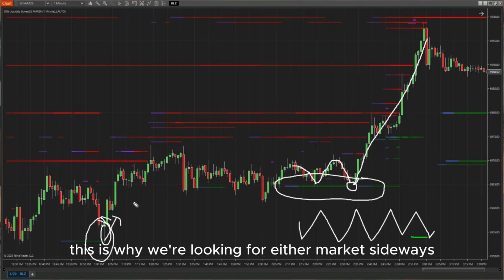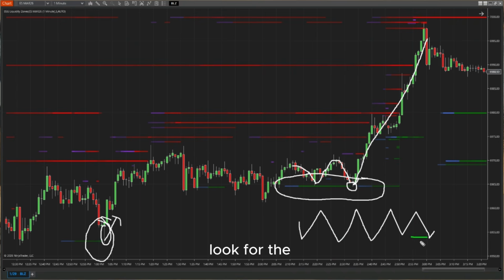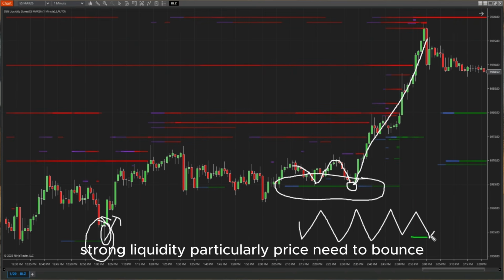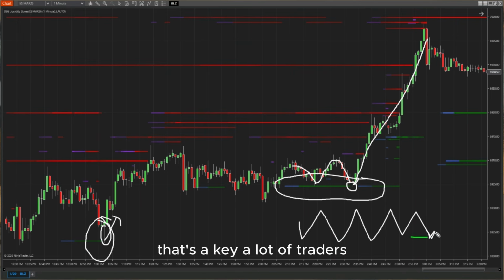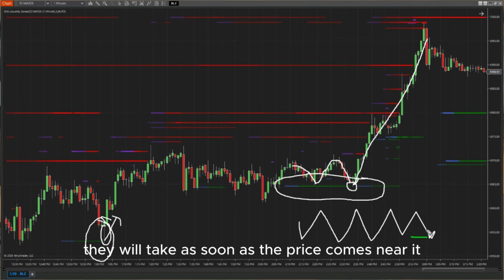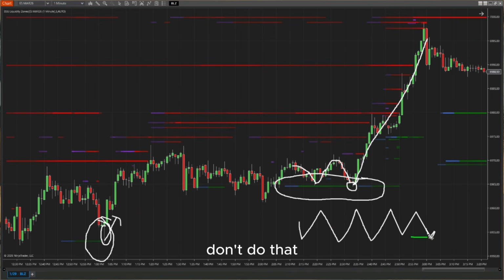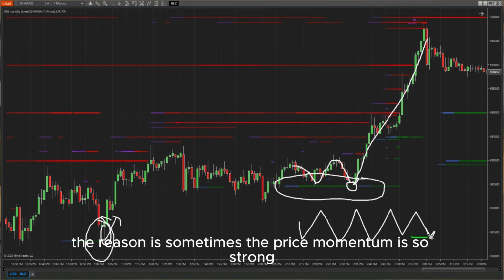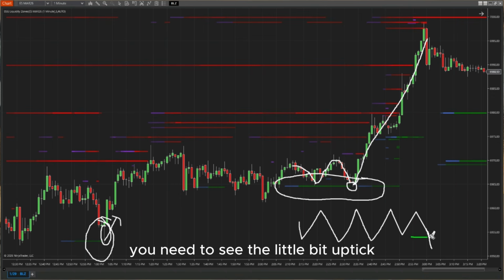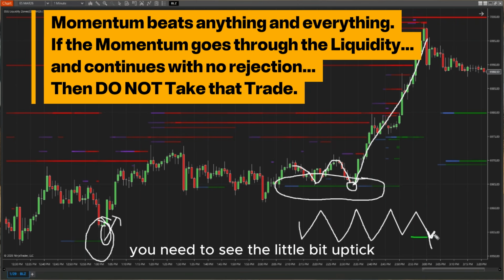This is why we're looking for either market sideways, look for the strong liquidity, and particularly price needs to bounce. That's a key. A lot of traders, our new customers, make this one mistake. Just because the liquidity is there, they will take it as soon as the price comes near it. No, don't do that. Sometimes the price momentum is so strong it continues going down. You need to see a little bit of uptick, a little bit of reversal, rejection, bounce, retest.